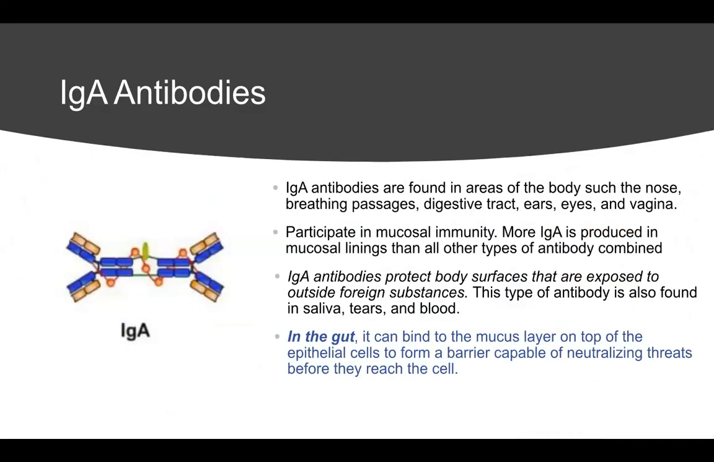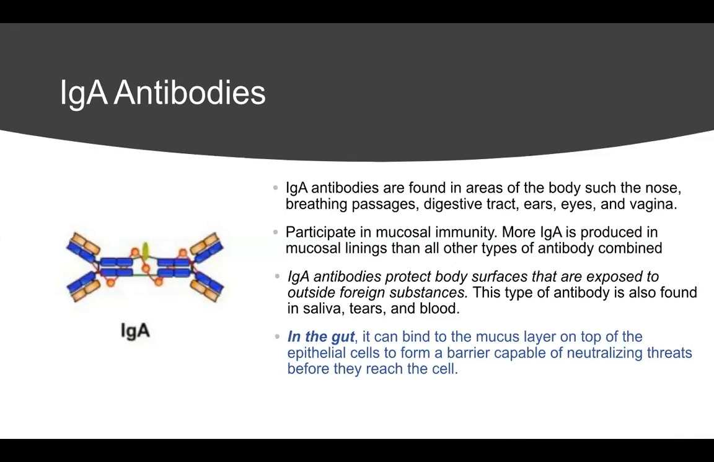So with IgA antibodies, it's important to understand the difference between IgA and IgG because you will see both on these tests. IgA antibodies are found in the areas of the body that are basically mucosal membranes, so breathing passages in the lungs and the esophagus, digestive tract, ears, eyes, and the lining of the vagina. They participate in mucosal immunity, so of course these are surfaces that are in contact with the outside world, more so than with the interior of the body.